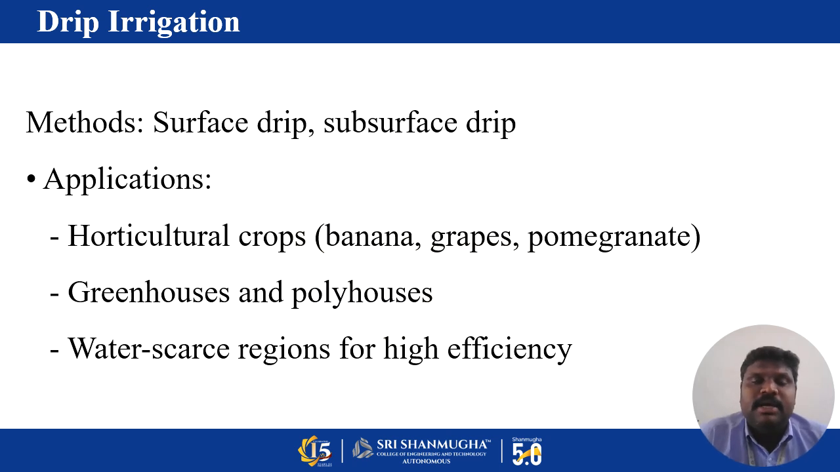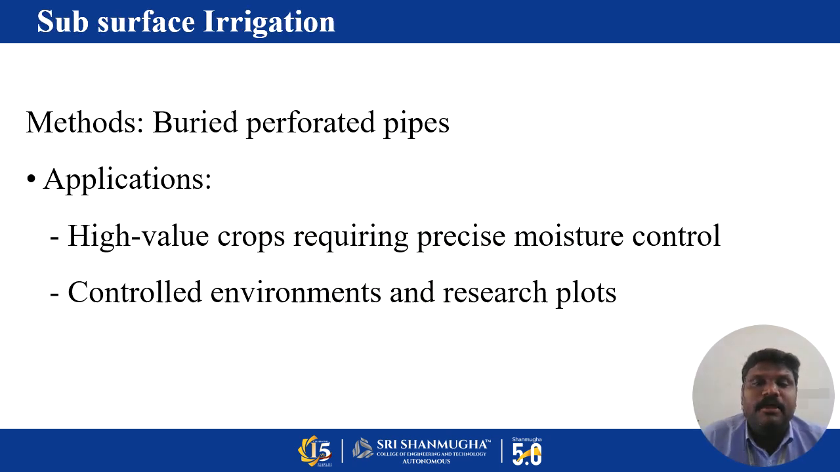Next is the drip, surface drip and subsurface drip. Specifically, the pressure matters for all drip irrigation. The pressure is a major predominant factor in the case of drip and sprinkler. In the application, all horticulture crops, vegetables, greenhouses, and polyhouses also require drip. In water scarce regions, using drip irrigation we may get high yield with high efficiency.